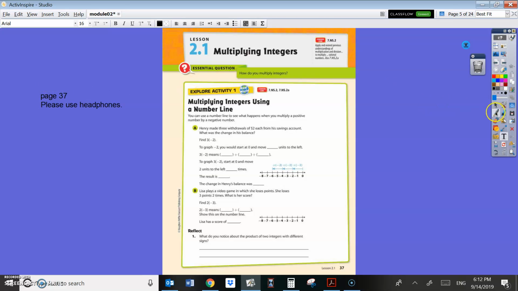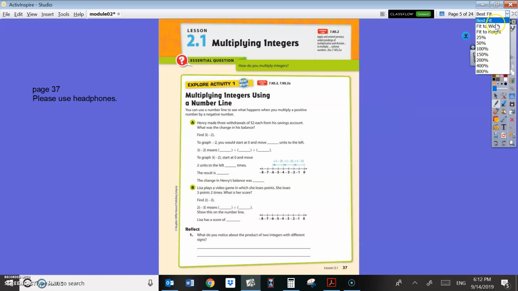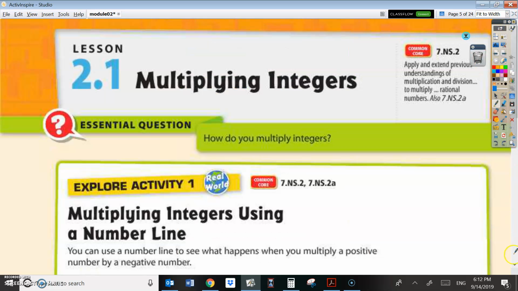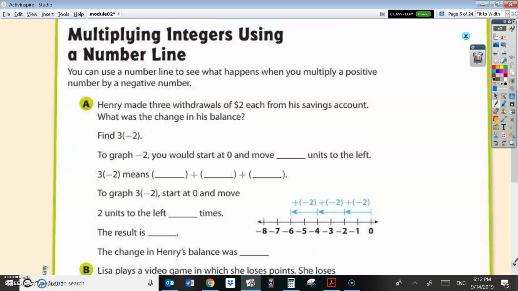Alright, so let's look at this. You can use a number line to see what happens when you multiply a positive number by a negative number. Withdrawals, that is when you take money out of the bank. That's a negative thing. So if there's 3 withdrawals, then you're doing 3 groups of -2.